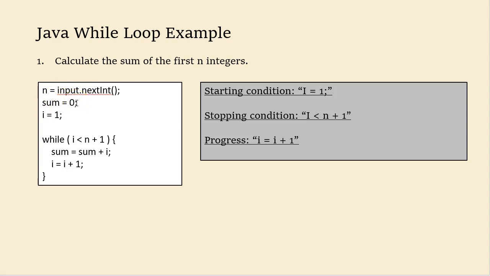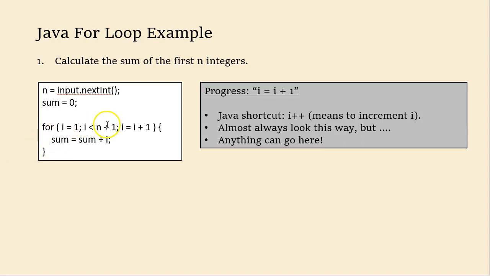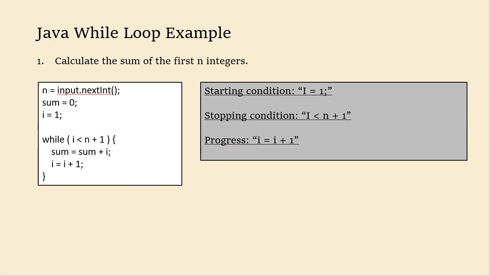And now remember, the loops always need three things: a starting condition, a stopping condition, and progress. In the for loop, starting condition, stopping condition, and progress were here in between these parentheses. In the while loop, the starting condition occurs before the loop. The stopping condition occurs in between the parentheses. That's your Boolean test. And you have to build the progress inside the loop.